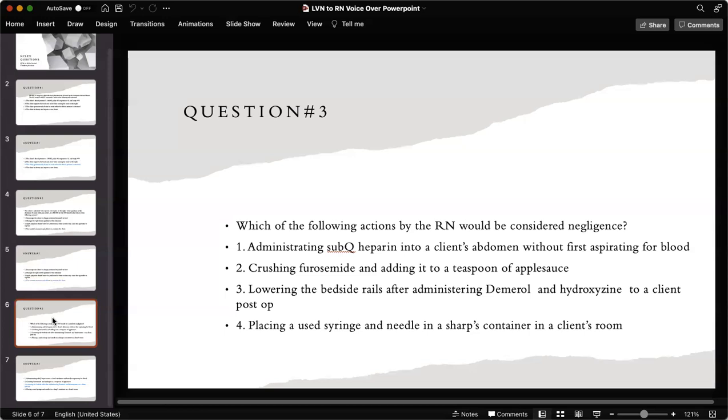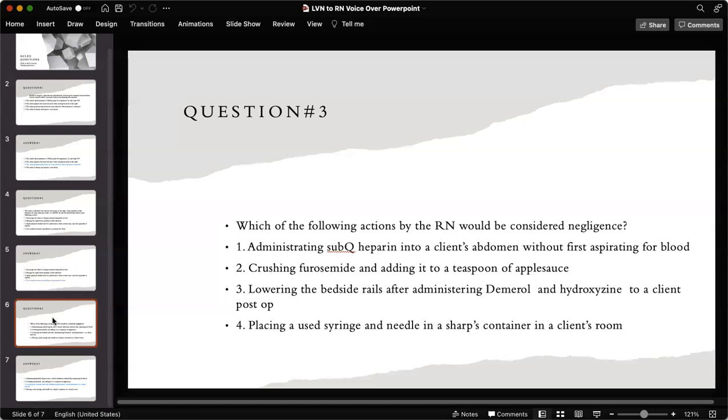So if you're not sure, and we compare the two between crushing the furosemide and giving it with applesauce, which we do all the time, especially for our patients who are having trouble swallowing, or our patients that are in the skilled nursing facilities that may be a little bit older. We do this all the time. Or number 3, lowering the bedside rails after administering Demerol and hydroxyzine to a client post-op.